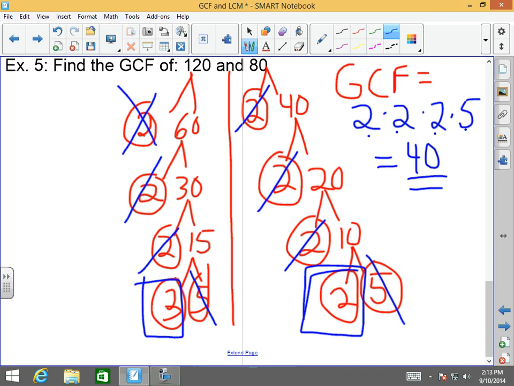A 2 and a 2 came out as a 2. A 5 and a 5 came out as a 5. I do not have a 3 on both sides. I do not have an extra 2 on both sides. Does that make sense? Thank you, my brother.